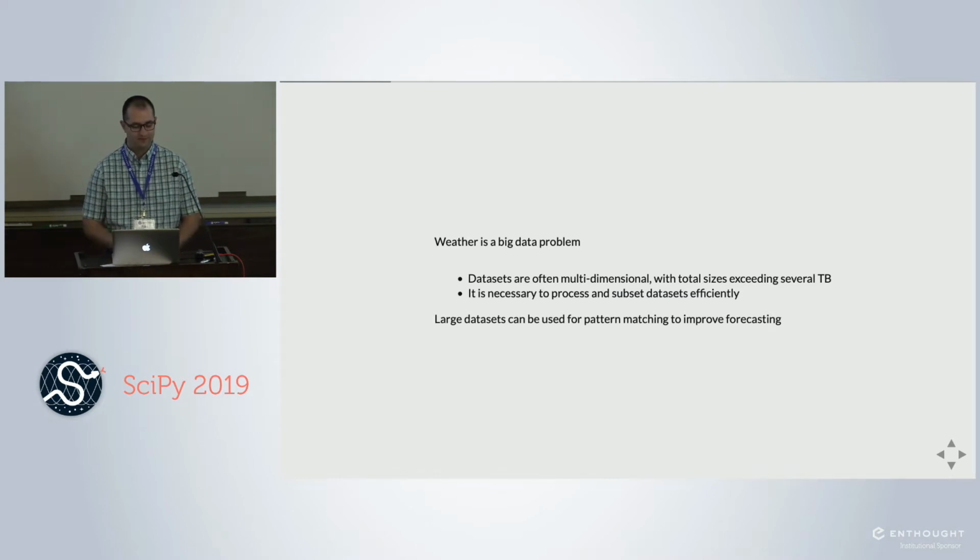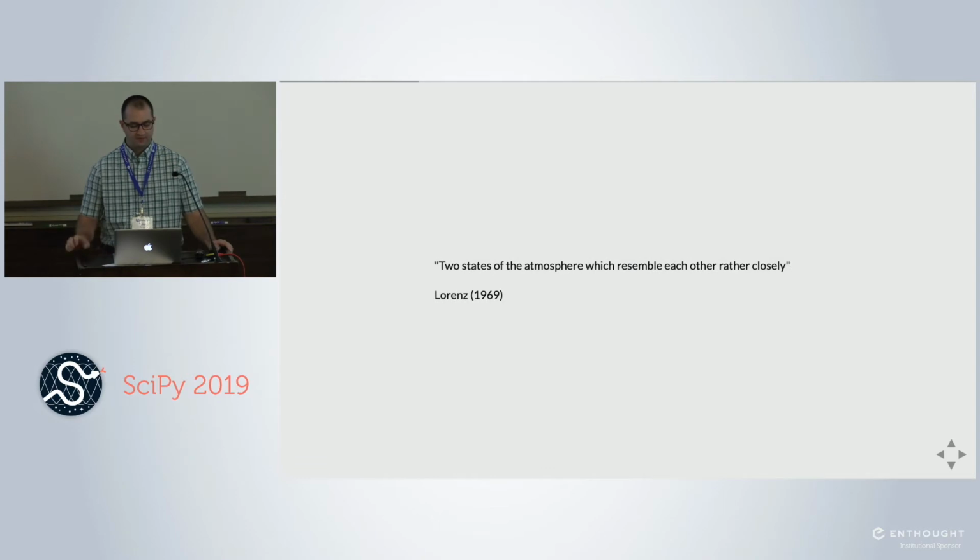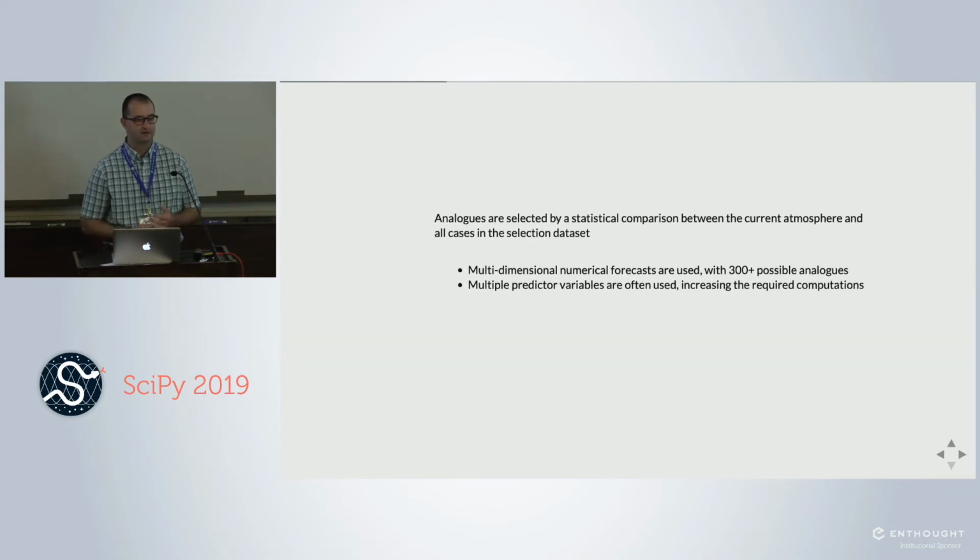One way that a large data set can be used is for something similar to pattern matching that can help you improve a forecast. What we're looking for are two states of the atmosphere which resemble each other rather closely, and that's often referred to as an analog in atmospheric science. Analogs are a statistically similar state of the atmosphere. You use a statistical comparison between the current atmosphere and look for something similar in a data set.